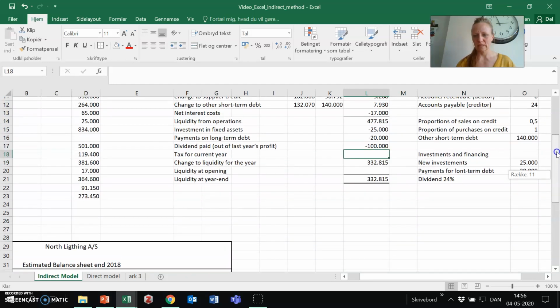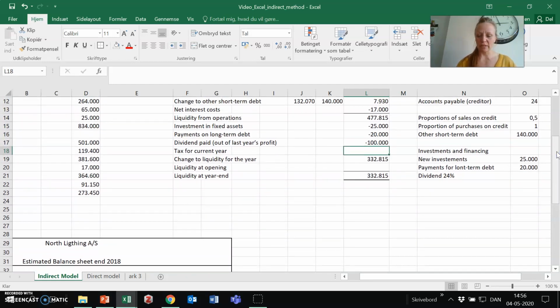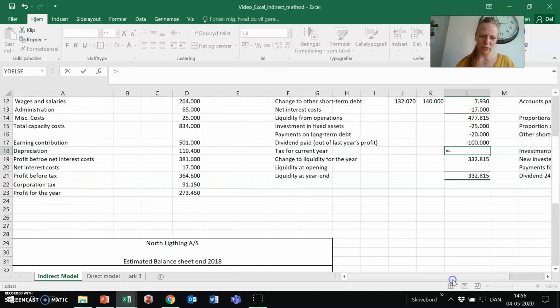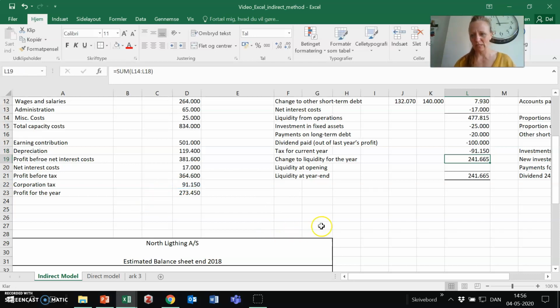So now tax for the current year, again, equal sign, minus. Let's take a look into the income statement. What have you planned, or what do we know has been planned for taxes in the following year according to the budget? In this case, 91,150, sorry. So this total year's planned activities is expected to have a change to liquidity effect of 241,665.